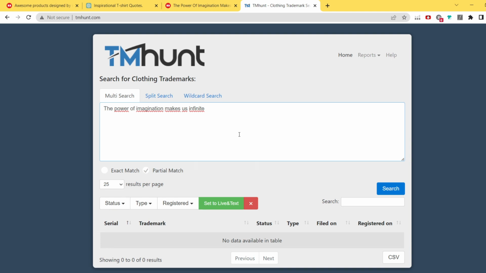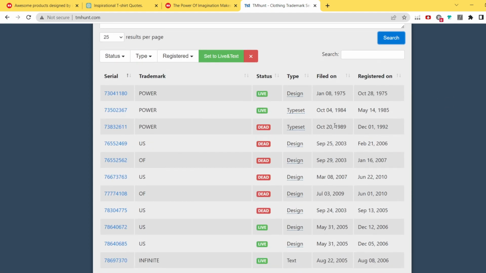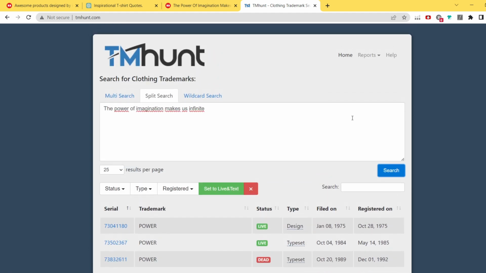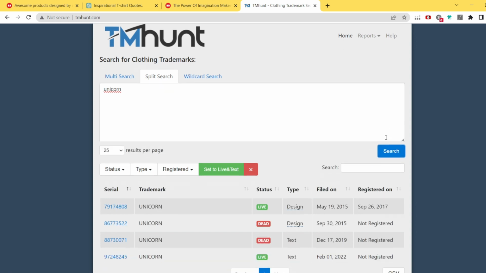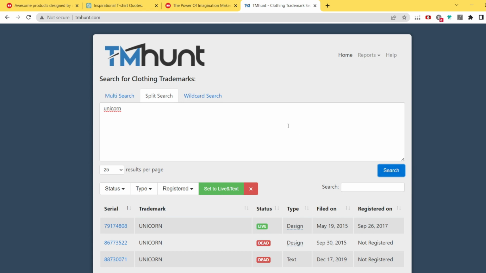And as you can see, you don't have anything here. Probably if I would go to split search and I would type this phrase, I would have some results. So for example, you see the word power is trademarked, but you have to remember that you can still use the word with its original meaning. So if you have the word, for example, let's say unicorn, and if I type it in search, it's also trademarked. But the thing is, you still can use it, for example, in a sentence. So, unicorn is my favorite animal, t-shirt like that. It still can be used.